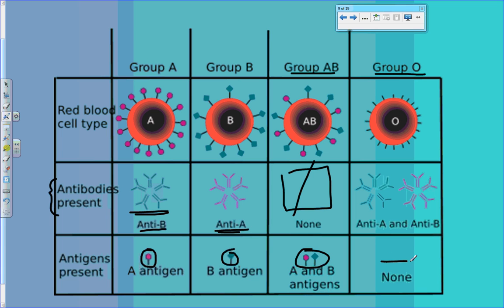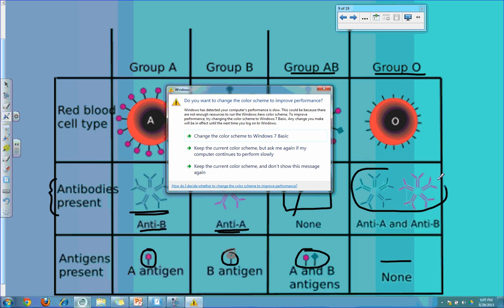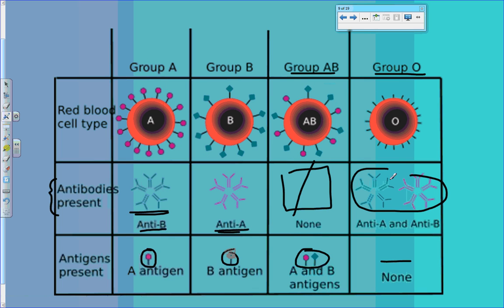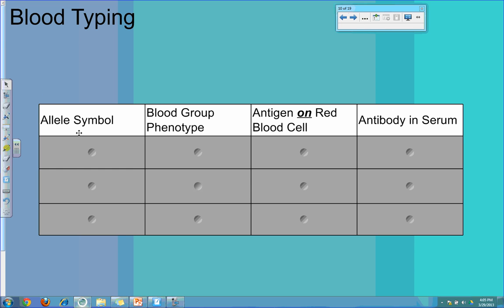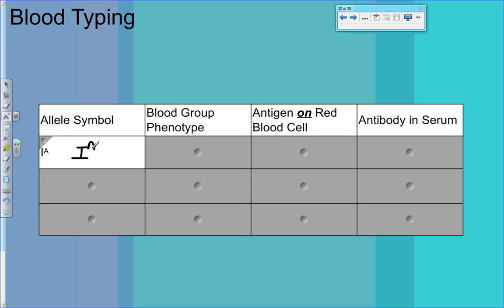So moving on here. Let's just fill out this little table. The allele symbols, these are what we actually use when we're doing a Punnett square. The first one we have is IA. That's represented by the letter I. So IA is the allele that causes you to have A antigens on your red blood cells. So that would contribute to the blood type A. Again, if you have type A blood, you're going to have anti-B antibodies.